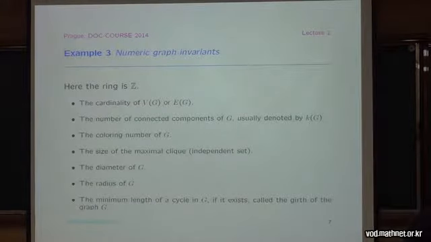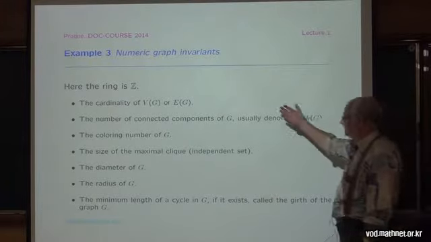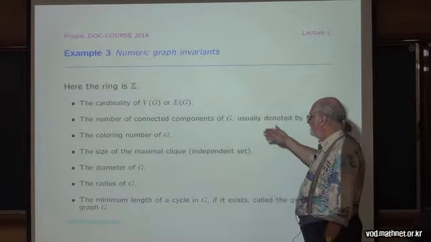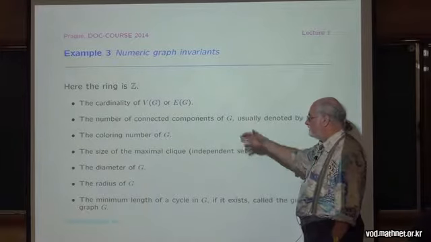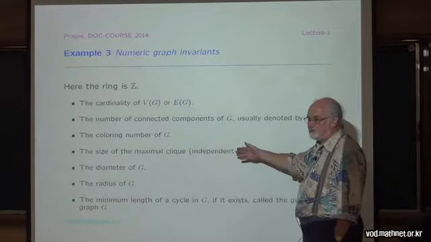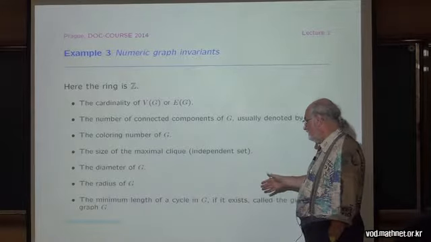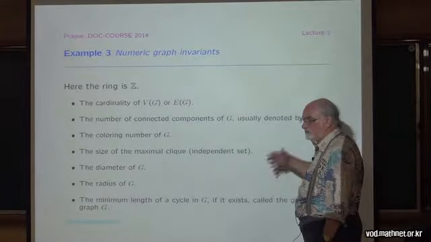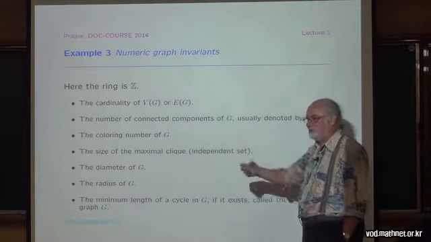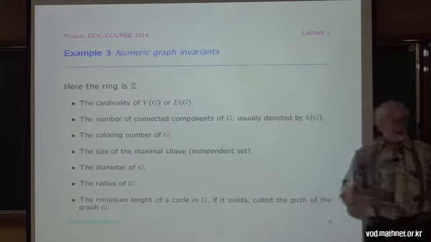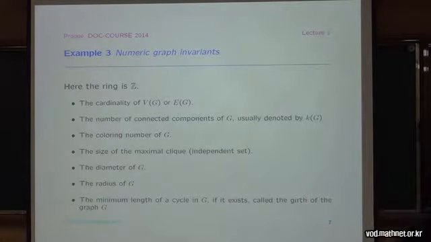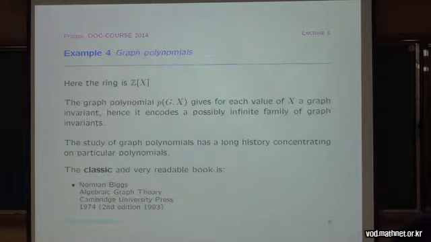Numeric graph invariants are the cardinality of any of the sets V or E, the number of connected components, the coloring number, the size of a maximal clique, the diameter, the radius, the girth, or whatever. I mean, take Diestel's book and look in the index. You find many things which are studied of this form.